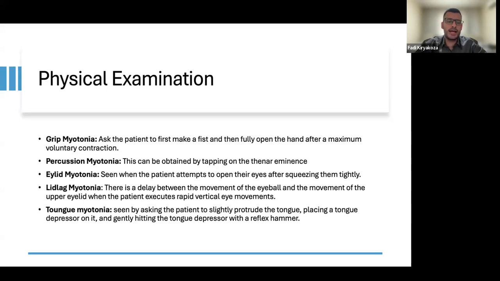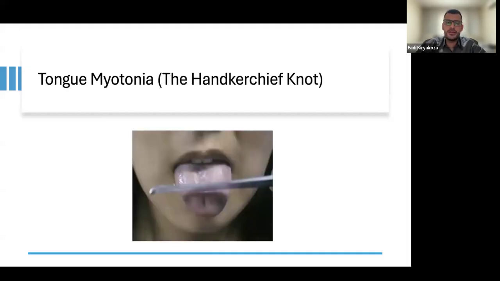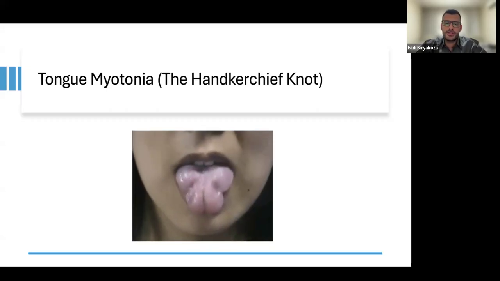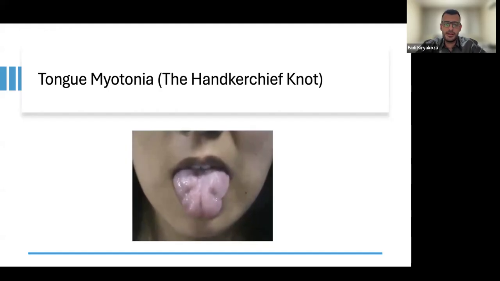Tongue myotonia is not easily observed, but can be elicited by asking the patient to slightly protrude the tongue, then placing a tongue depressor on it and gently hitting the depressor with a reflex hammer. So this is tongue myotonia. Notice the handkerchief knot. This can easily be seen in luxury restaurants, and this is a typical sign of myotonia.